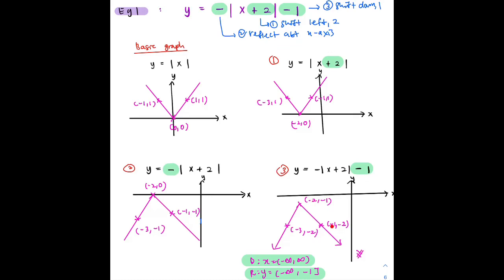Let's check another one, (-1, -2). When x is -1, -1 plus 2 is 1. Modulus of 1 is 1. Minus 1, minus 1 is -2. So you got this point here. So you are confident that this graph is a correct graph.